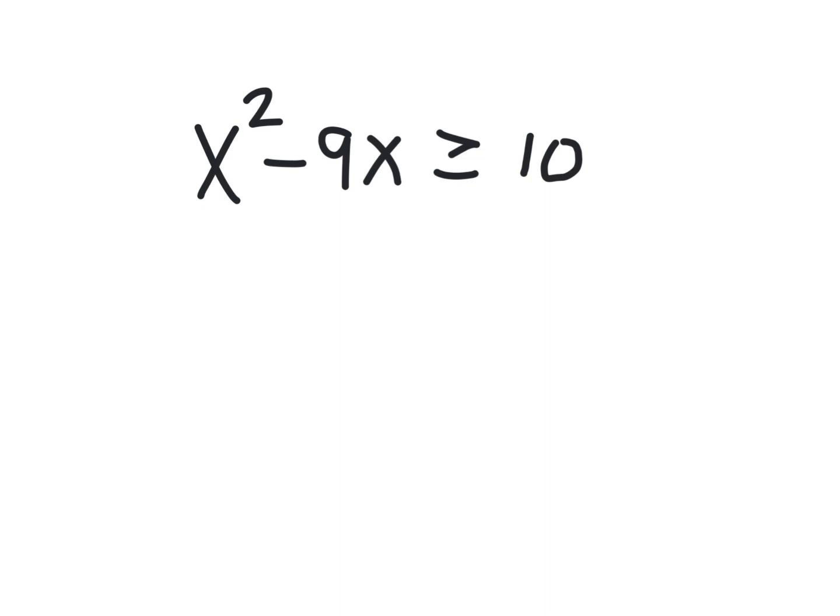Involve a number line, and I know that because it says greater than or equal to. That means there's a range of answers. This is called a quadratic inequality, and they're not easy.